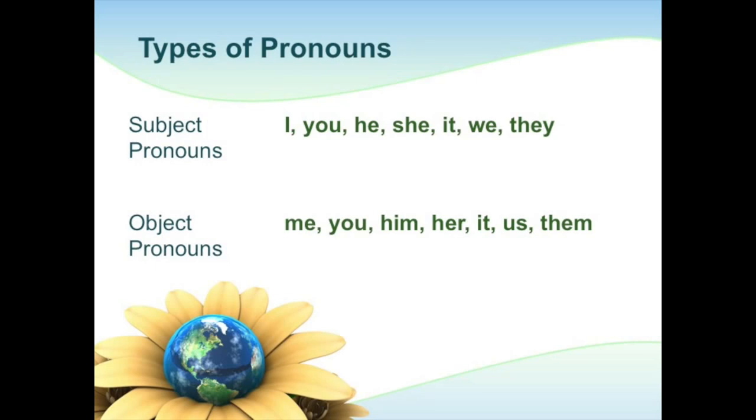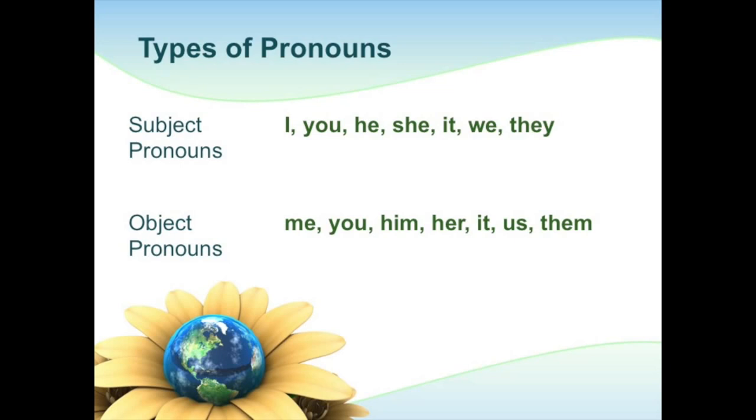There are two ways that pronouns could be used in a sentence. The two types of pronouns are subject and object pronouns. Just like the name suggests, a subject pronoun takes the place of a noun that's in the subject of a sentence. The examples of subject pronouns are I, you, he, she, it, we, and they. There are other subject pronouns, but these are the most common ones that we'll be dealing with.